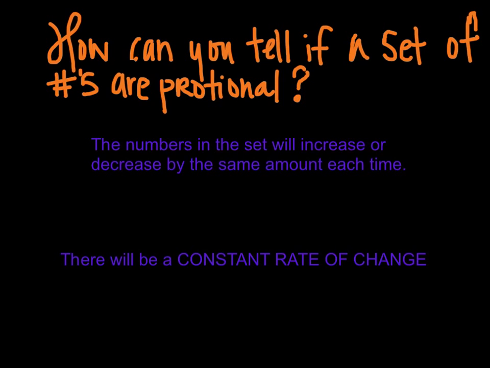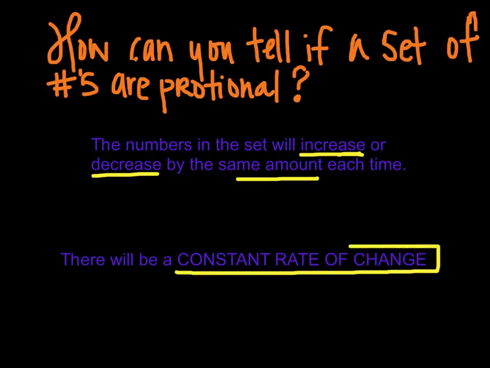The first thing we need to review is how can you tell if a set of numbers would be proportional. Proportional in general means that the numbers in this set are going to increase or decrease by the same amount each time when you look at each data point. Another way of saying this is that it will have a constant rate of change.